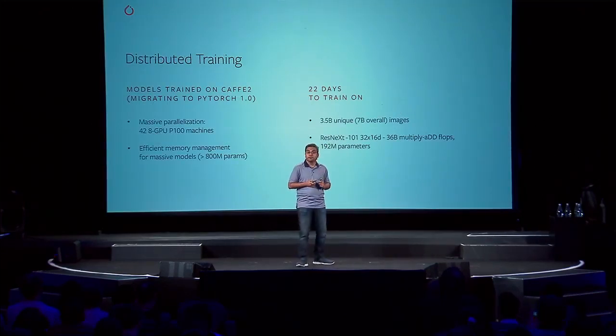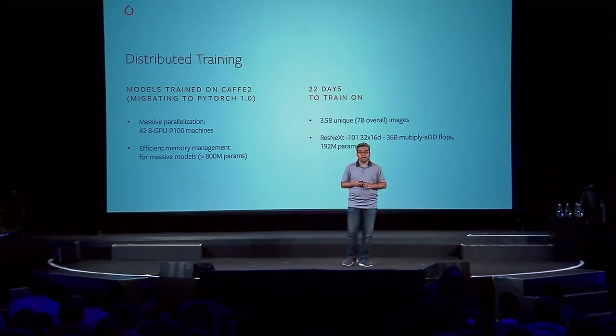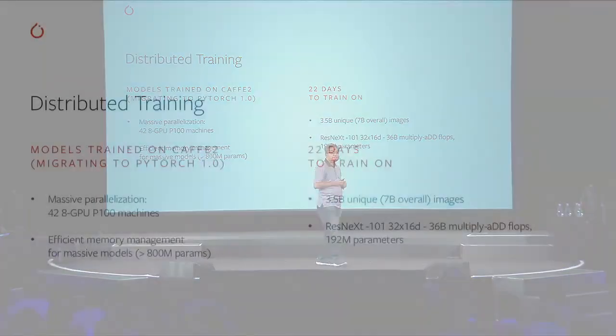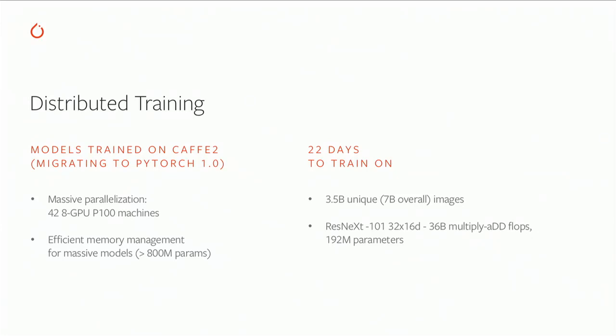I'll briefly talk about the distributed training infrastructure that we use for our training. Our models are trained on Caffe2. We had massive parallelization on 42 8-GPU P100 machines by doing training on around 400 GPUs. Also, to deal with high-capacity models with millions or hundreds of millions of parameters, we introduced efficient memory management for these models. To give you an example of our training, we were able to train in 22 days on 3.5 billion unique and 7 billion overall images a ResNeXt 101 32x16 model, which has around 200 million parameters. We're also in the process of migrating our training framework to PyTorch 1.0.